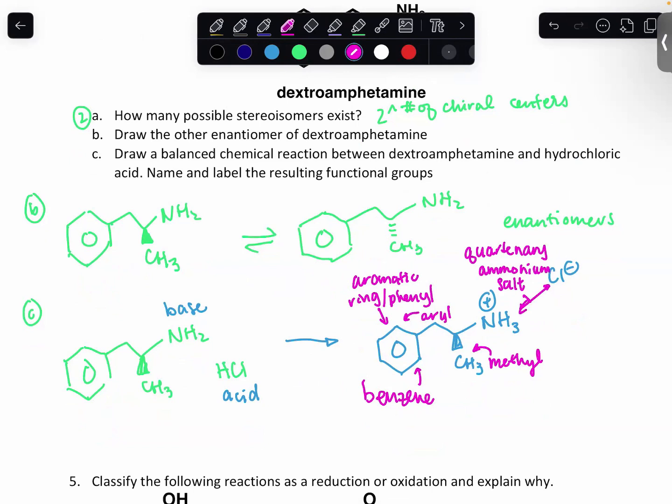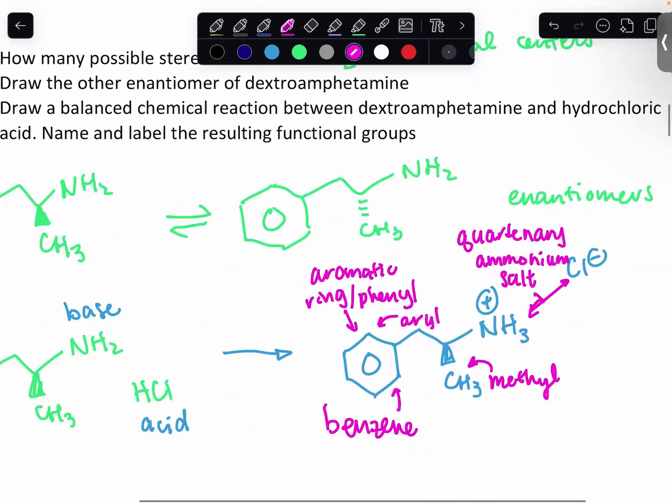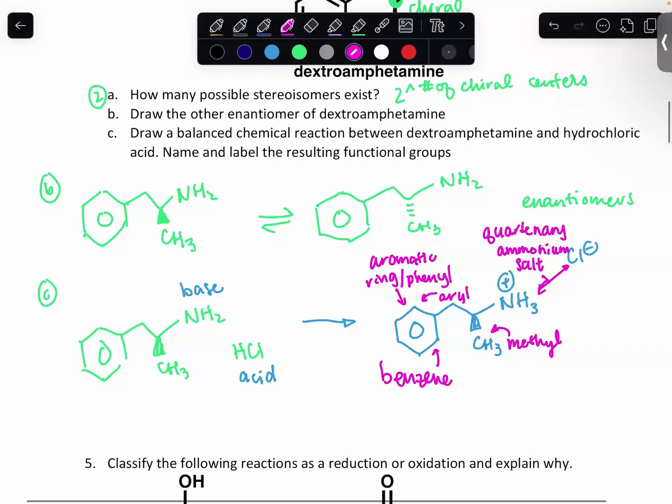Questions on part C of this question? Why is it quaternary? It's quaternary because we have 3 hydrogens and 1 carbon bond, so the nitrogen has 4 bonds. Ready to move on? Okay.